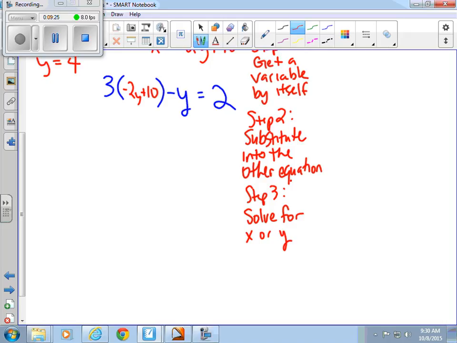It could have been x, it could have been y, depending on what you picked in your substitution. So we're going to solve for x or y, whichever one it is. In this case, it's y. So I have negative 6y plus 30 minus y equals 2.